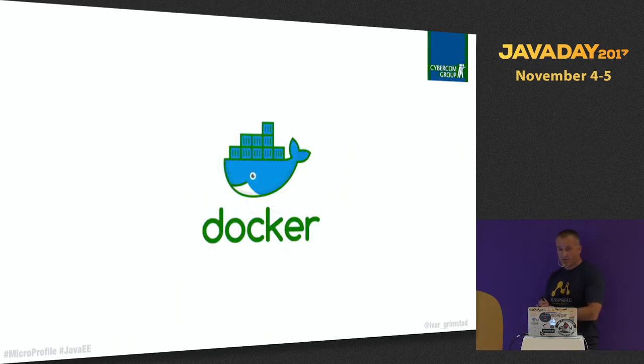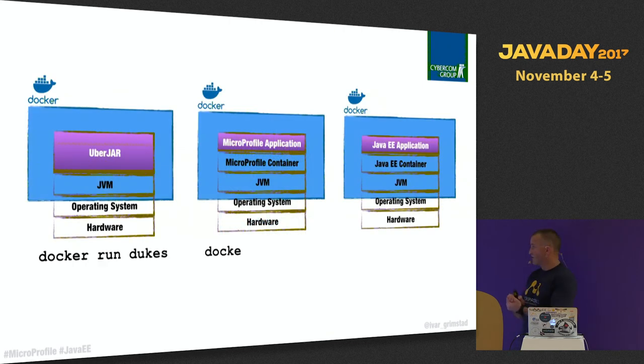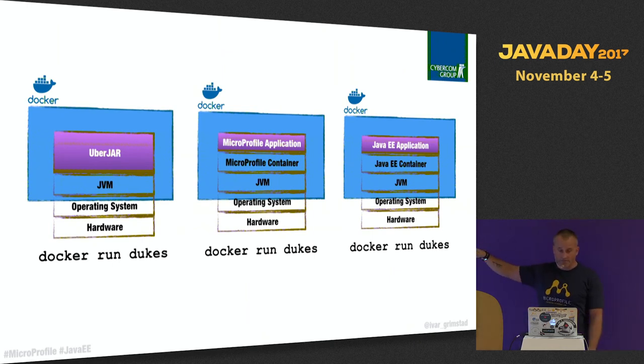Well, we have Docker, and Docker helps us with that. And this talk is not about Docker. I'm just showing here that it will help us do this stuff, because Docker adds a container around my application with the stuff it needs to be able to run. So seen from outside of Docker, it doesn't matter what you have put into your container. You have the same command lines for handling it, like docker run, or you can use Kubernetes or whatever container orchestration system you choose to use. But from the outside, it's the same. It doesn't matter if you put a MicroProfile, a Java EE, or an Uber JAR inside of it.